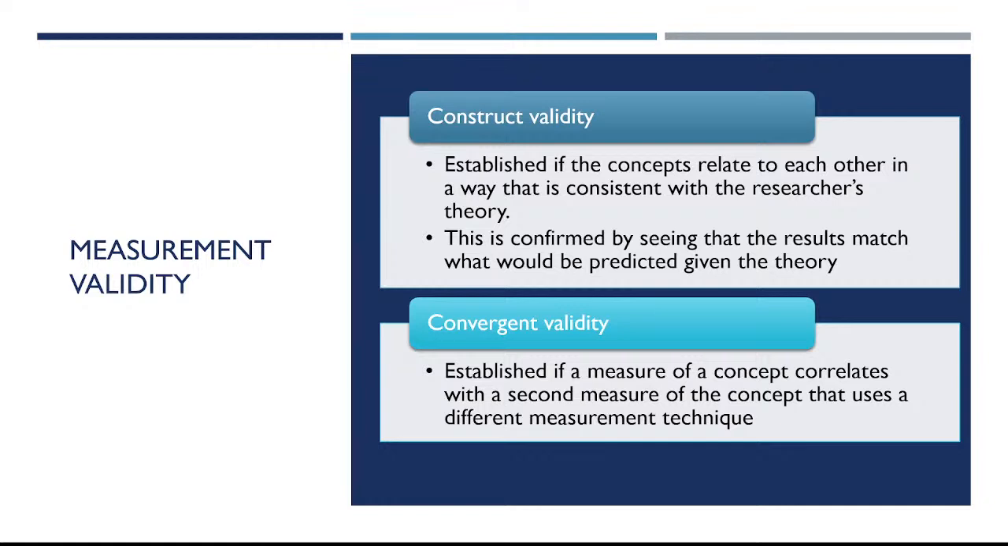Okay. And then convergent validity, our last one. Basically, you establish if a measure of a concept correlates with a second measure of the concept that uses a different measurement technique, right? So here, you might have your survey-based tool, but then you also find it in structured observation. That's the term I was looking for, right?